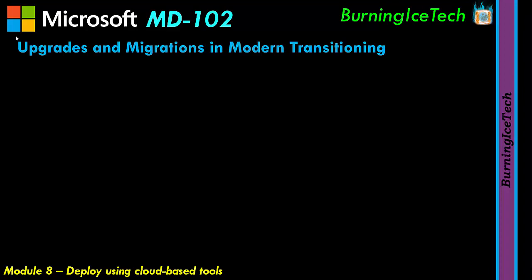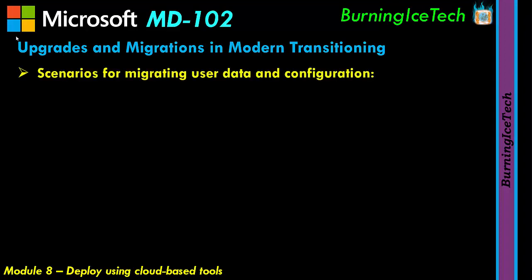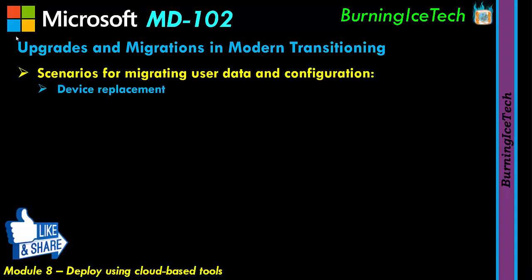Anyway, so let me give you guys a couple of scenarios. Scenarios for migrating user data and configuration. This can be because of device replacement. Maybe someone lost their data, lost their device. So now you've got to put their data on the new device. Could potentially be, maybe they broke the old device. They broke the screen, or maybe the old device is just, well, old. That could be a reason for device replacement.